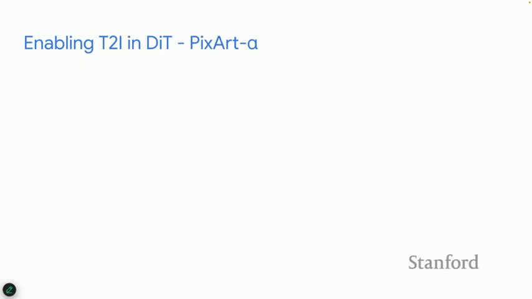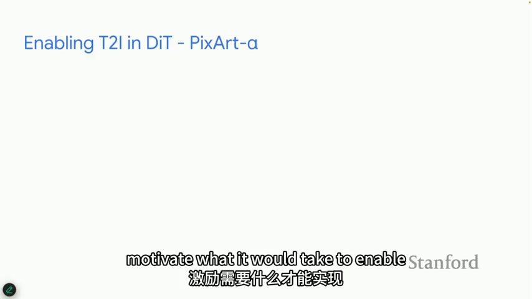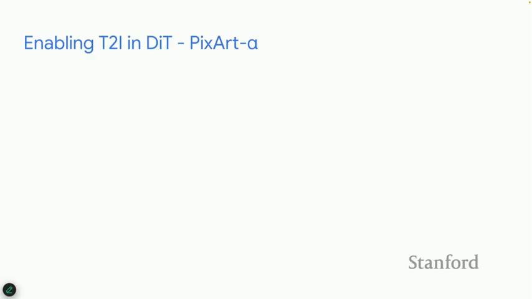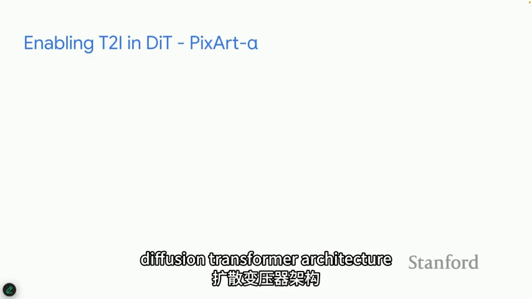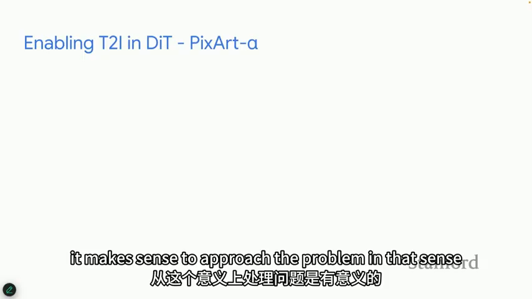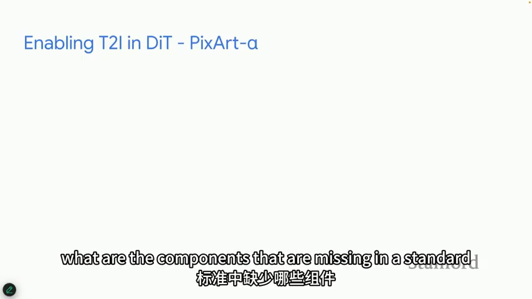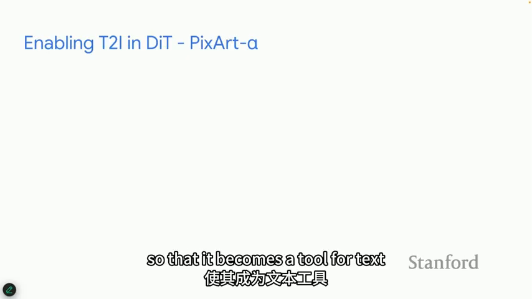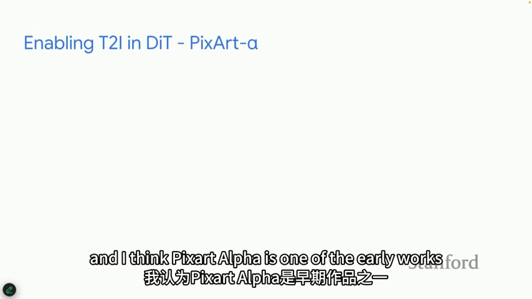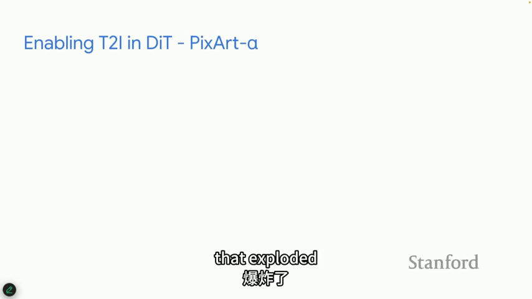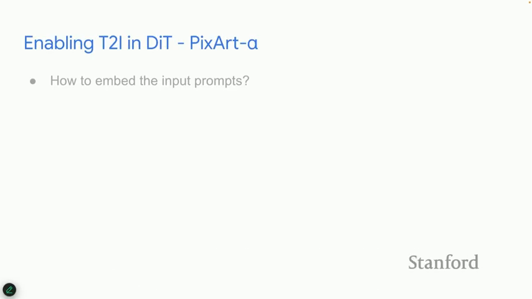Now I want to try to motivate what it would take to enable text to image generation in the standard diffusion transformer architecture, because I think it makes sense to approach the problem in that sense. What are the components that are missing in a standard diffusion transformer so that it becomes a tool for text to image generation as well? And I think PixArt Alpha is one of the early works that explored it. So yeah, we are gonna definitely see it in details.